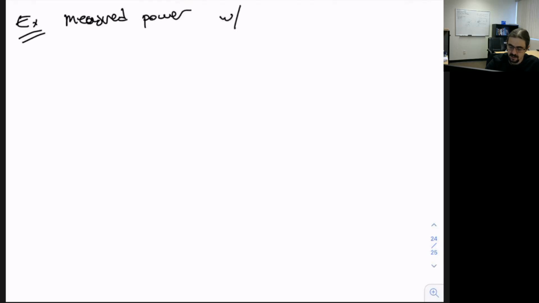Okay, let's do one final example, and this time let's increase the complexity a little bit, but it's still going to be a pretty straightforward example. Let's say we have a device where we measure power. This could be an engine or whatever. To do that, we used a resistor and a multimeter. Okay, let's look at the multimeter specs.